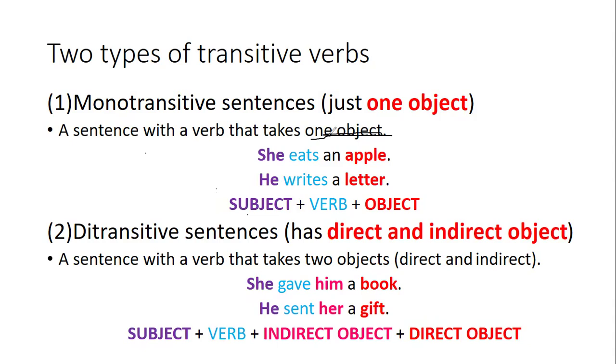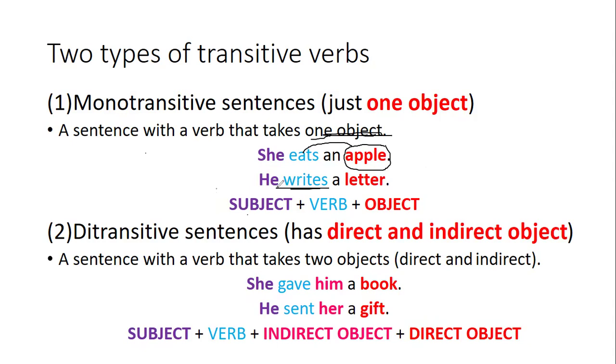Whenever we are talking about just one object and the transfer of action is passed on to just one object, then we can say it is a monotransitive verb. So, she eats an apple. Just one object is there, an apple. The action of this verb eat is transferred to one object, which is apple.